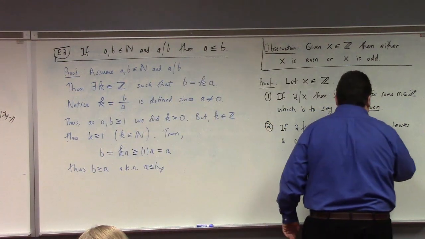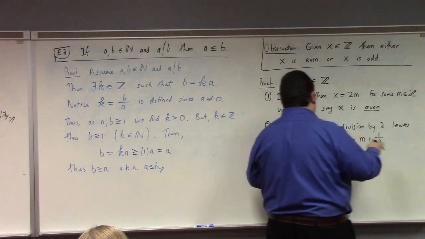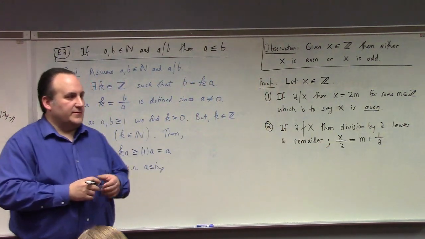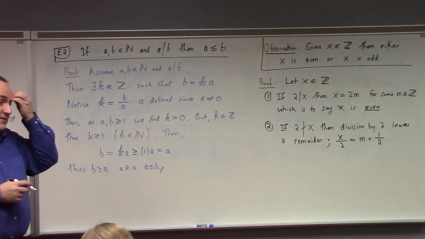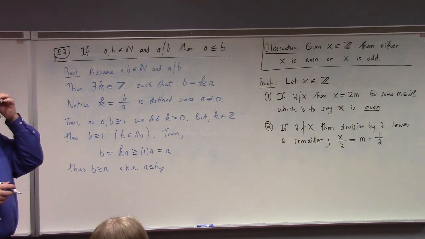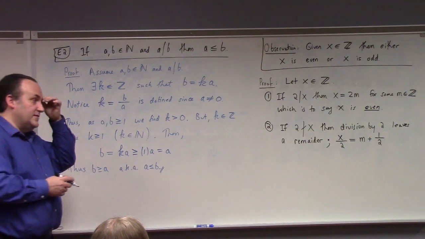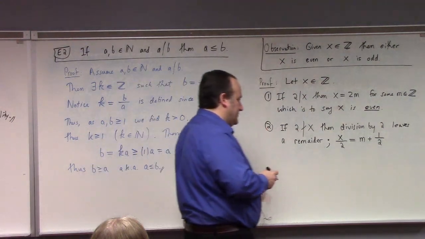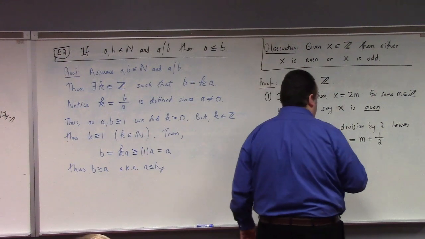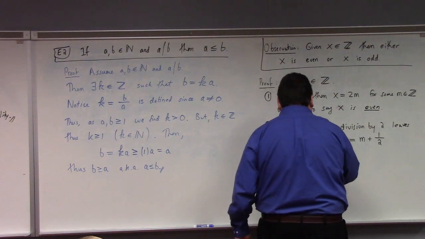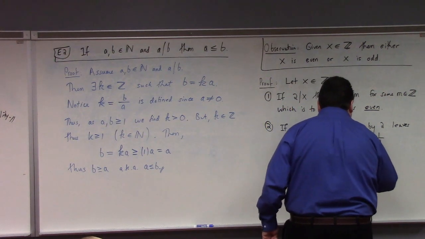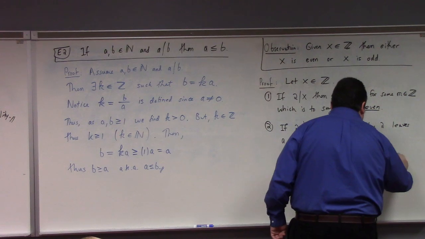So this right here is the part where I'm putting the cart before the horse. We haven't proved that division is a thing yet. We will talk about this more systematically a little bit later in the course. But for now, you remember arithmetic from grade school. We can do division. So if that's the case, then x is equal to 2 times m plus 1/2, also known as 2m plus 1.